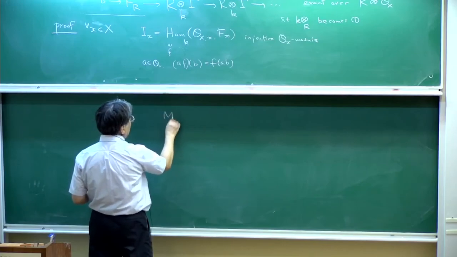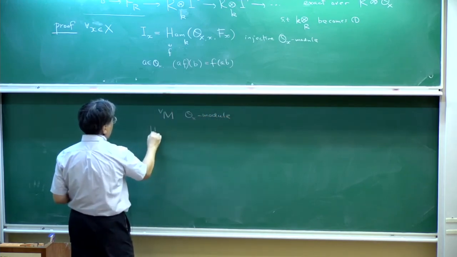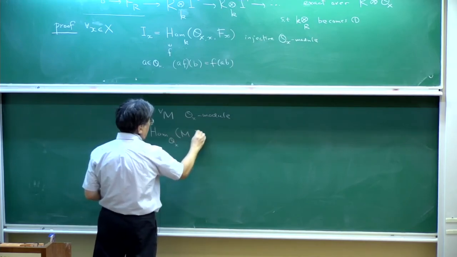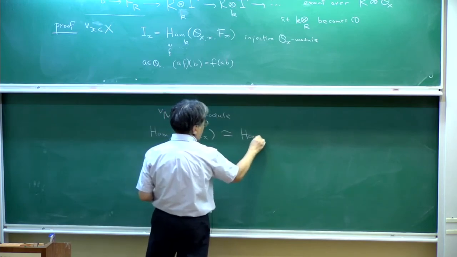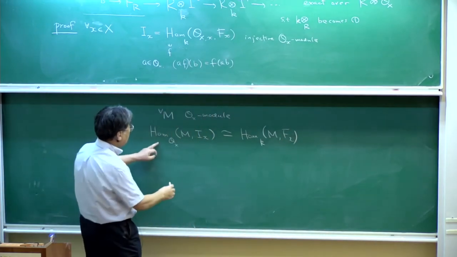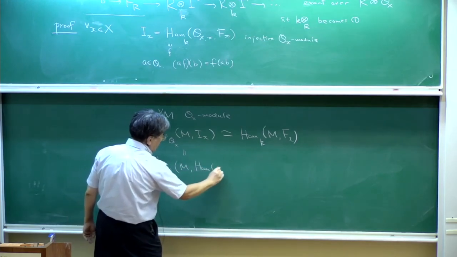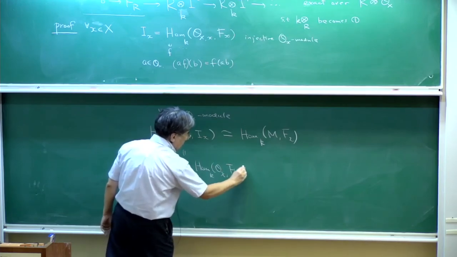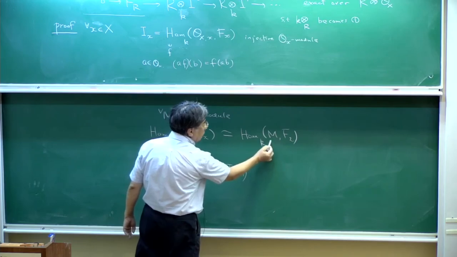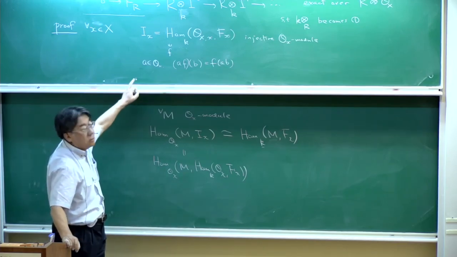And the injectivity is like this. If you take M an arbitrary O_X module, then Hom_{O_X}(M, I_x) is isomorphic to Hom_k(M_x, F_x), because this is Hom_{O_X} of M and Hom_k(O_x, F_x). But the right-hand side is over k, so it is exact with respect to M. So this is also exact, so it is injective.